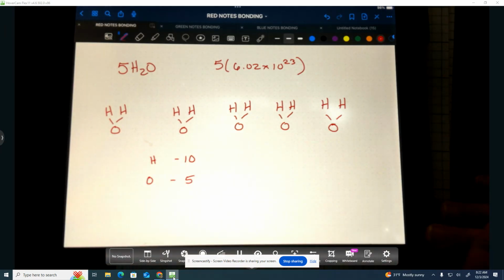And how many O's do I have? 5 O's. Do I really have 10 little atoms of H? No, I have 10 times 6.02 times 10 to the 23rd individual H's, but I'm not asking that. I'm asking you how many groups of H's I have. How many moles of H's I have.